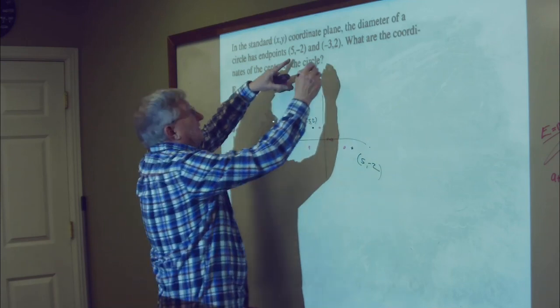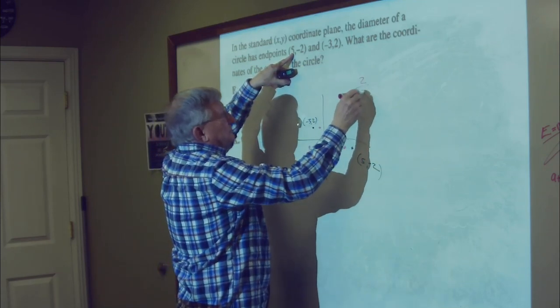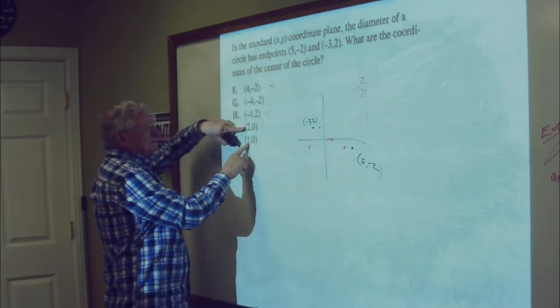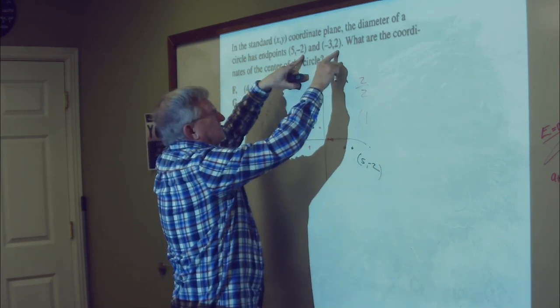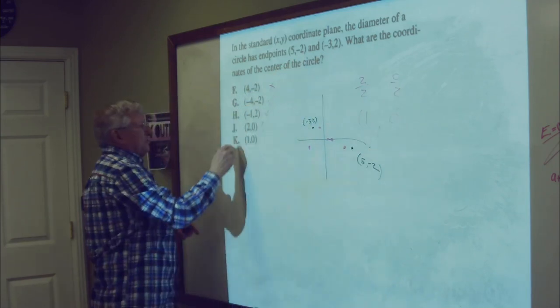Now, if you add them up, 5 and -3, x1 plus x2, that's 2. 2 divided by 2 is 1. You've already got it. X is 1. -2 and 2 add up to 0. 0 divided by 2 is 0. So 1, 0 is the point.